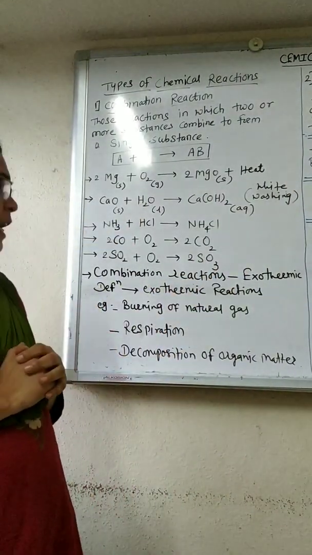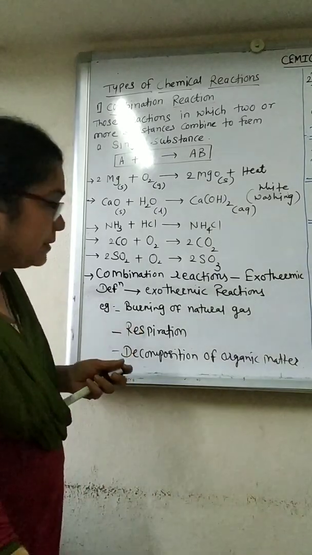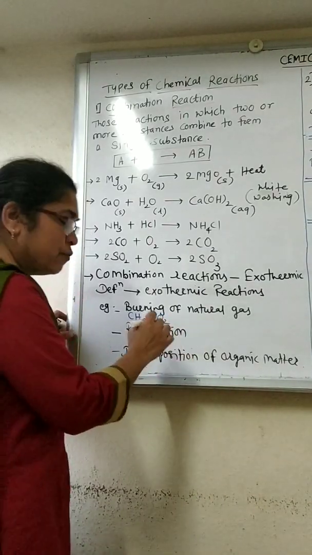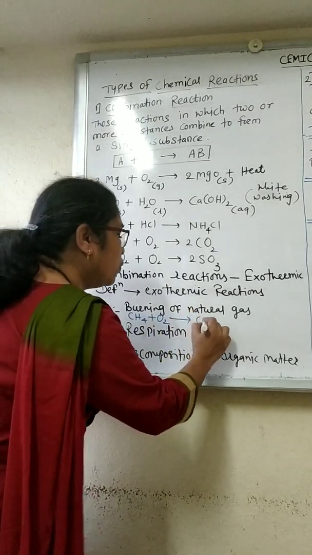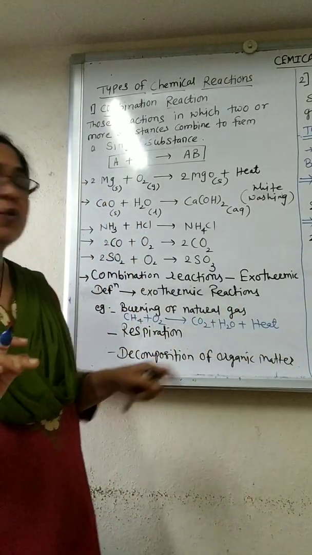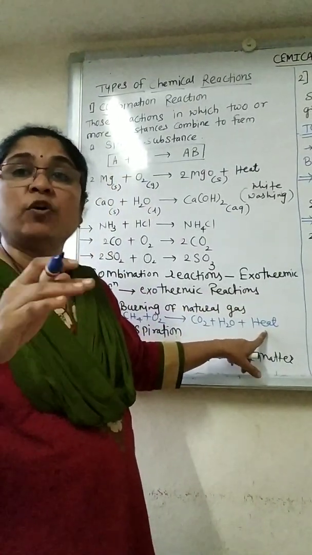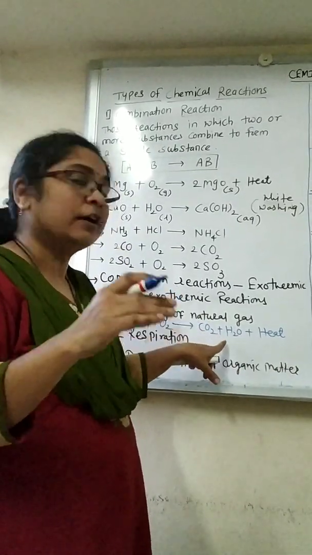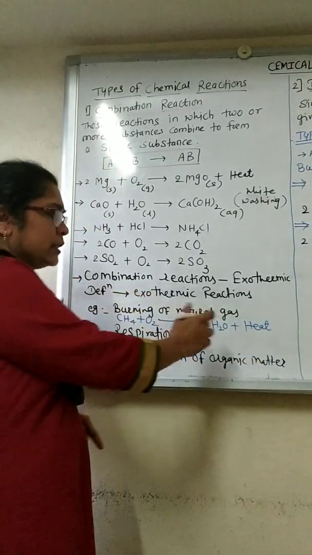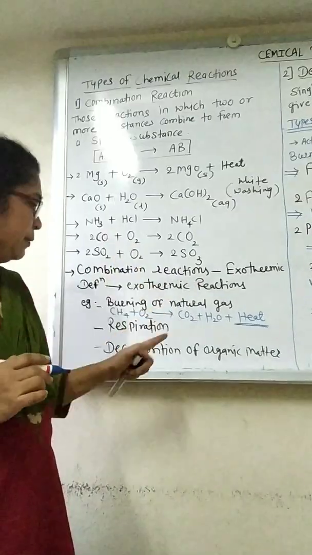Take examples for exothermic reactions. Burning of natural gas: natural gas CH4, when we burn it, burning means addition of oxygen here, forms CO2 plus H2O plus heat. Always remember this: whenever the reaction is exothermic, heat is liberated, so this liberated heat is always written on the right side of the arrow. Wherever you write the products, on that side the heat is written. This shows that heat is liberated during this reaction. So exothermic reactions are the reactions in which heat is liberated.